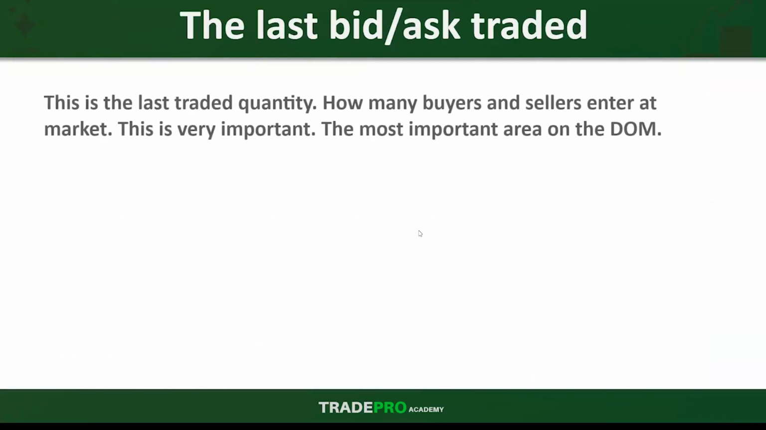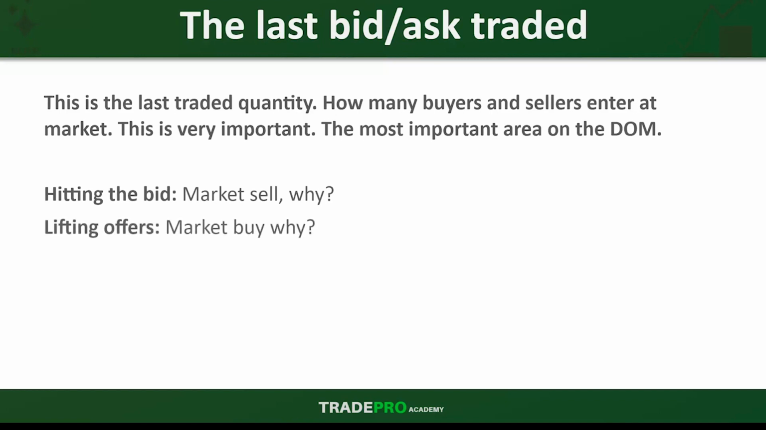The last bid and ask traded, right? This is the last quantity traded, those two middle columns, and these are the market orders. How many buyers and sellers enter at market? This is the most important piece of information on the DOM because this is where we discern market buyers coming in and their reactivity with one another, propelling prices forward. So if we're hitting the bid, we're going market sell. And if we're lifting offers, we're going market buy because we're taking those orders off of the book.